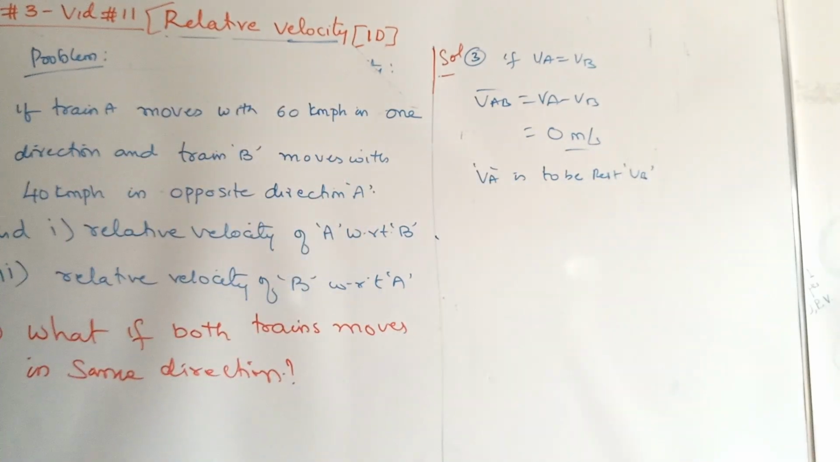Remember like this: if both trains are moving in the same direction, then the relative velocity is equal to the difference of velocities. If they are moving in opposite directions, then the relative velocity is equal to the sum of the velocities. Opposite directions is the sum of velocities, same direction is the difference of velocities. This matches general practical experience.